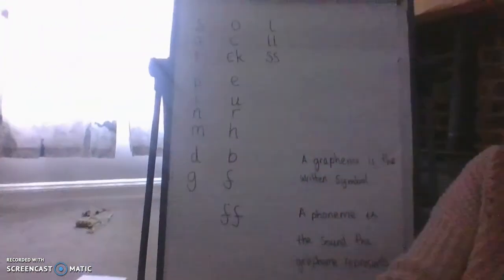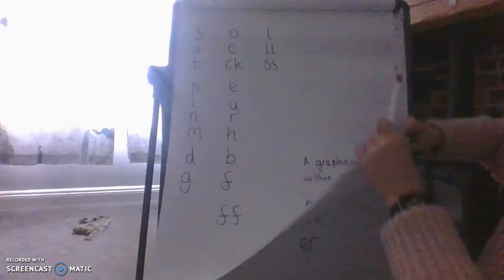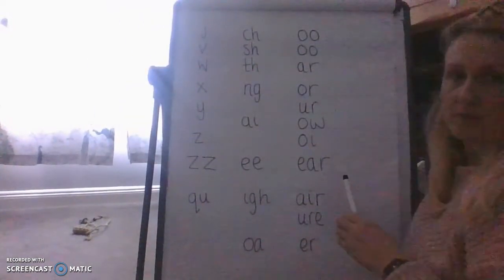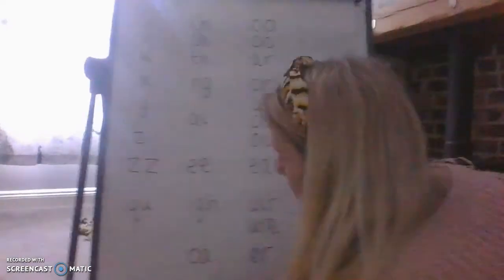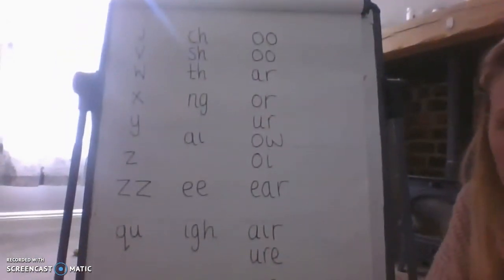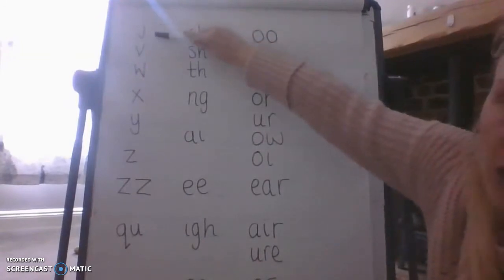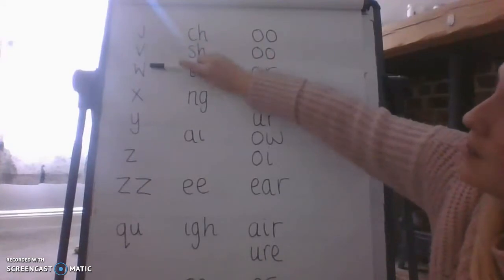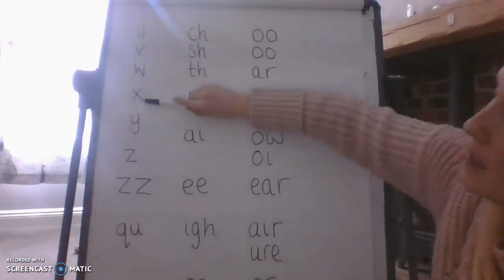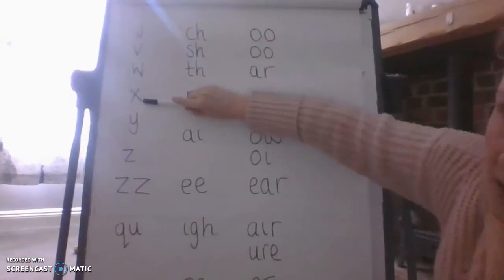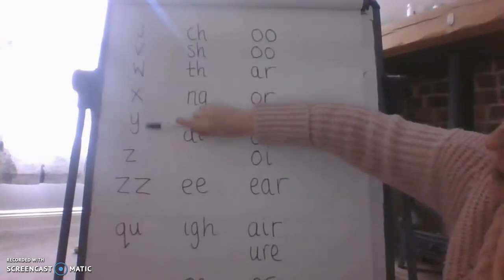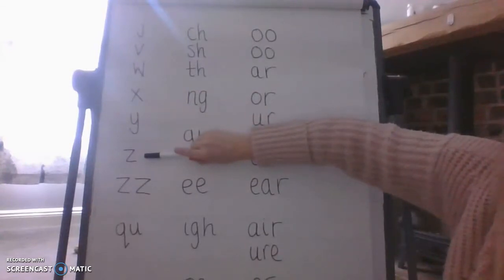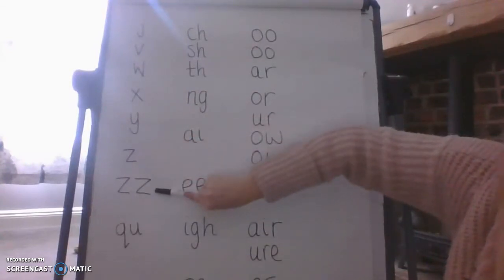That's our phase 2. Now let's have a look at our phase 3. I think if I move it a bit further up here, you should be able to see that. Yes, you can. I say j, you say. I say v, you say. I say w, you say. I say x, you say. I say y, you say. I say z, you say.